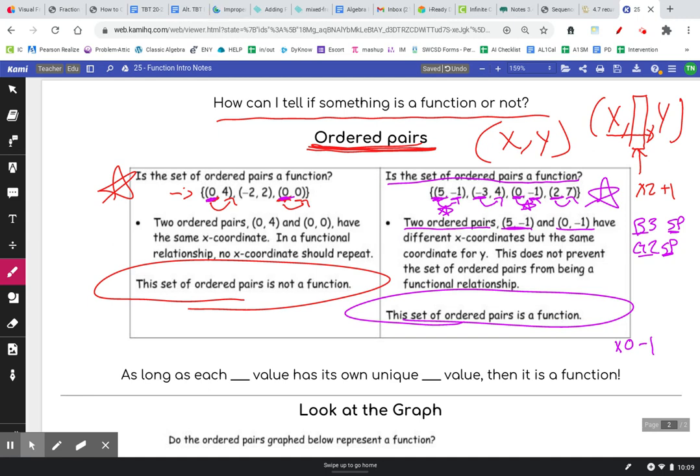That is okay. So we are just making sure, does every x have only one y, is the biggest piece. We're not saying does every y have only one x. We're saying does every x have only one y. We're going to kind of stamp that statement down here. As long as each x value has its own unique y value, then it is a function. Very straightforward. So we can look at ordered pairs like these 2 examples and tell very quickly if it's a function or not a function. We can answer that question, which is pretty cool to be able to do that quickly.